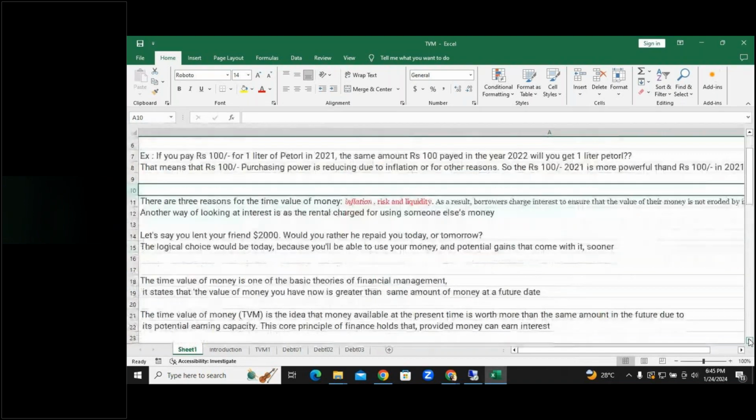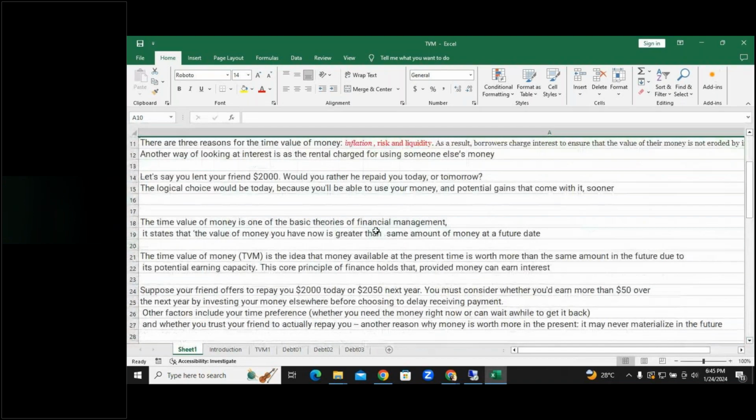Okay. So the time value of money is one of the basic theories of financial management. It states that the value of money you have now is greater than the same amount of money at a future date. The time value of money is the idea that money available at the present time is worth more than the same amount in the future, due to its potential earning capacity. The core principle of finance holds that provided money can earn interest.